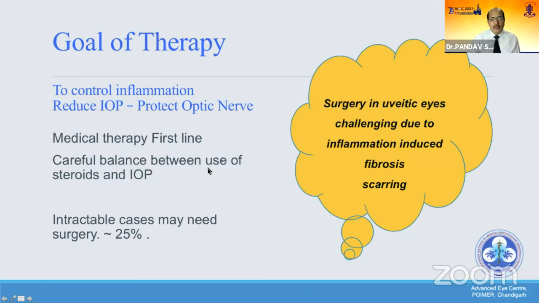Most of the cases are controlled with medicines. If we look at all our patients, about two-thirds of the patients would be well controlled with medicines, but there would be one-third to one-fourth of patients who are refractory to medical treatment, and they would need surgical intervention.